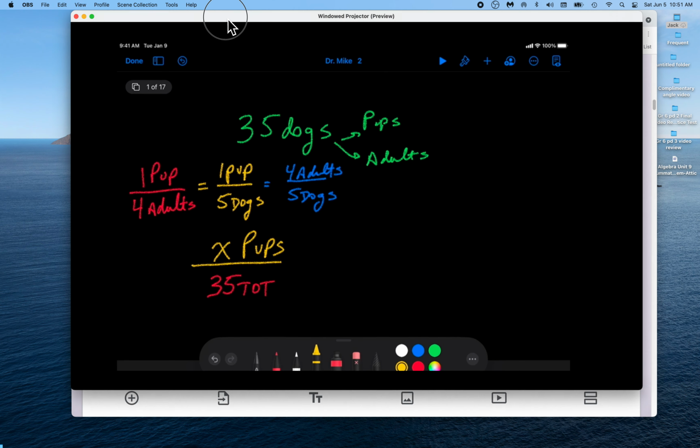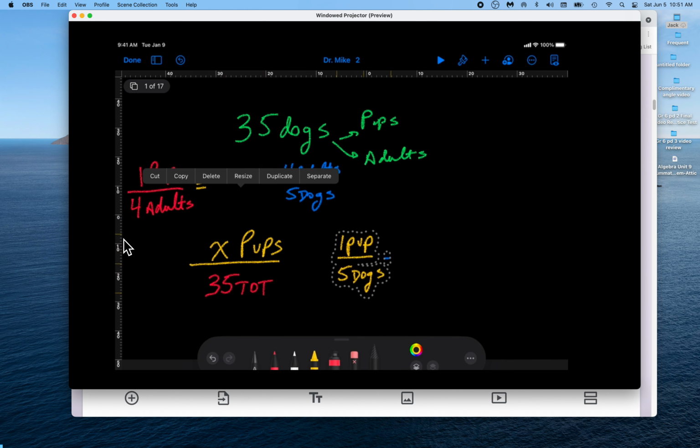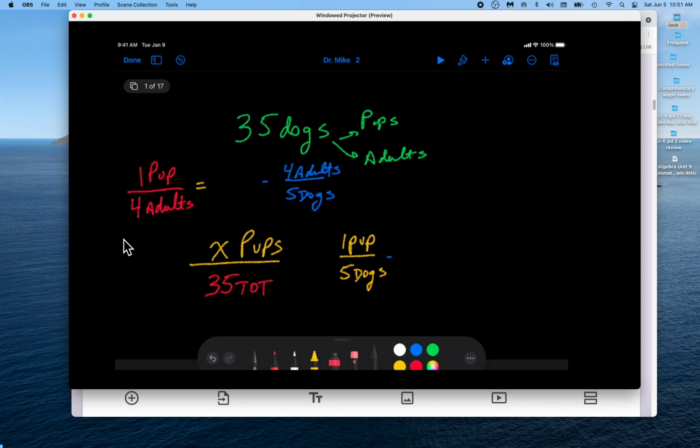Now, if you're trying to figure out how many puppies for 35 total, which one of these are you going to use? The answer is this one. This is the weapon you're going to use to solve this. Why? Because it has everything in it that this proportion does. Puppies to total, puppies to total.